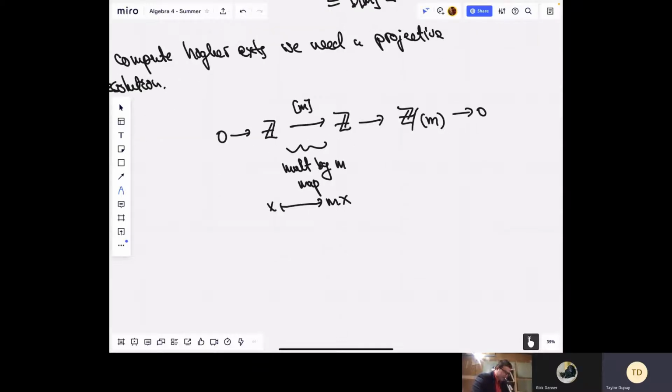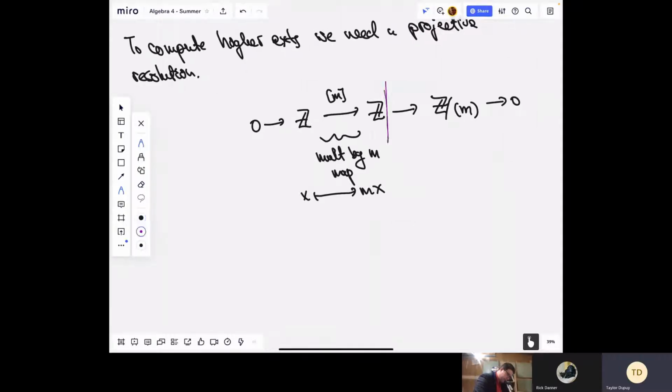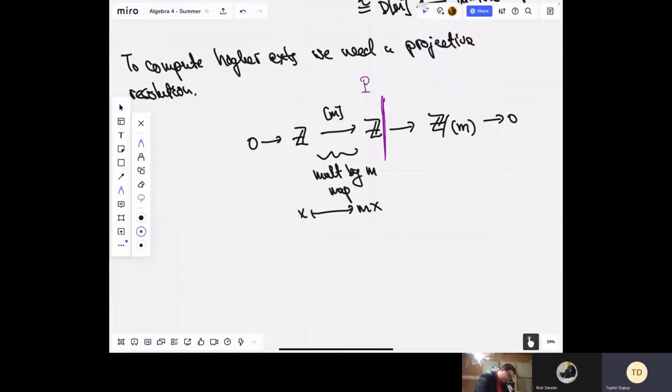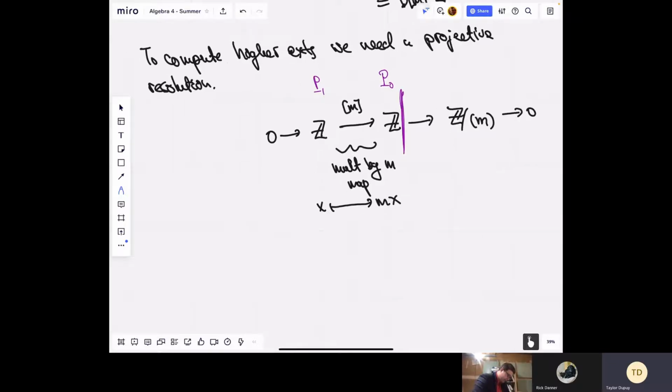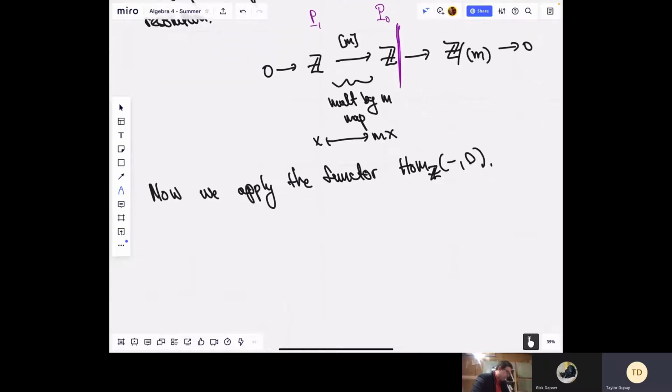Okay, and so this is a projective resolution. The image of this is certainly the kernel of the map where we mod out by m, and this is an exact sequence of abelian groups. So this is our resolution, just this little part here. This is P0, and this is P1. Now we apply the functor co-represented by D, Hom(-, D).